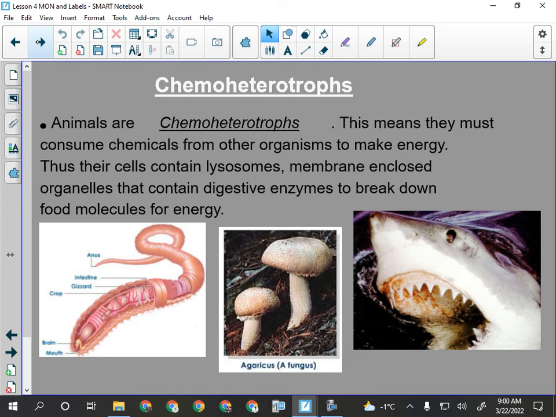Okay, so that could be an earthworm eating like humus in the dirt. It could be a mushroom that is decomposing a fallen tree. Or your foot, okay? Or it could be a great white shark that's trying to eat you. So there's all kinds of different types of chemoheterotrophs, but in the end, what they all share is they digest or break down complex organic molecules and release their energy.